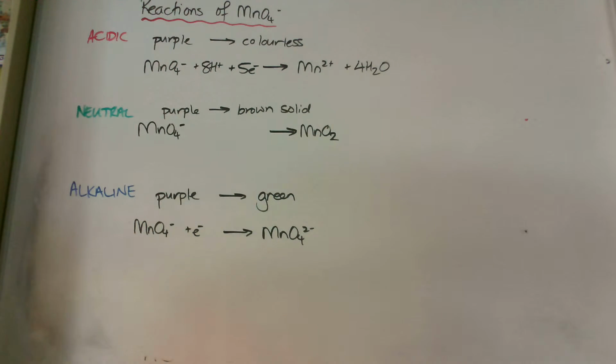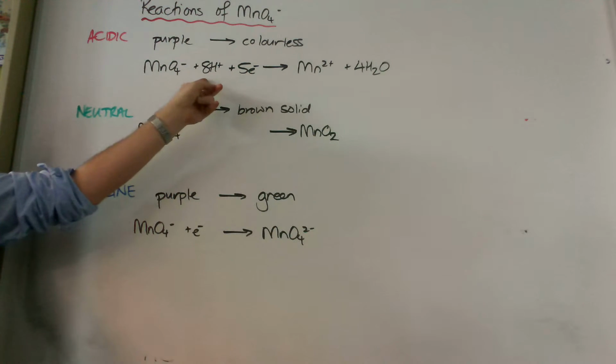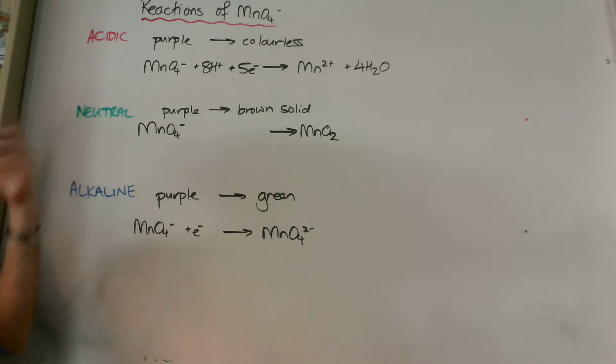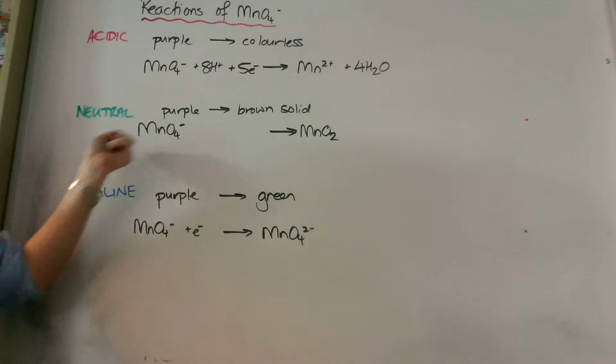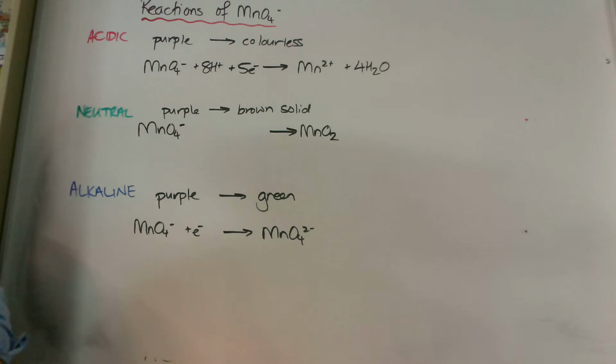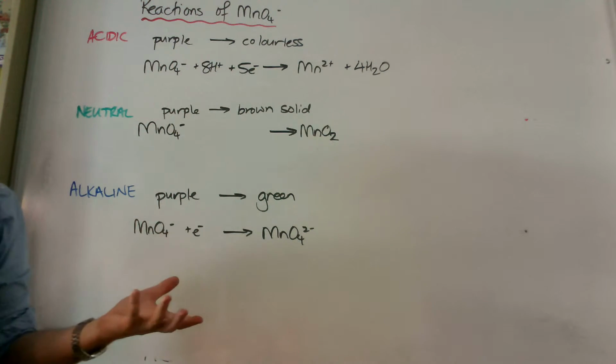When it comes to neutral conditions, it gets a little bit trickier because we can't have hydrogens over here, because we just said it's not acidic conditions. We can't have them. So what molecule or ion should be on this side if it's neutral? We'd expect it to be water, because that's our neutral molecule.